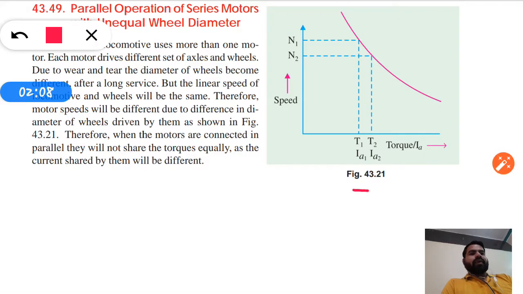So this is figure 43.21. Here IA1 is the armature current for the first motor, and IA2 is the armature current for the second motor. Because of IA1, T1 is the torque and N1 is the speed, and because of IA2, T2 is the torque and N2 is the speed.